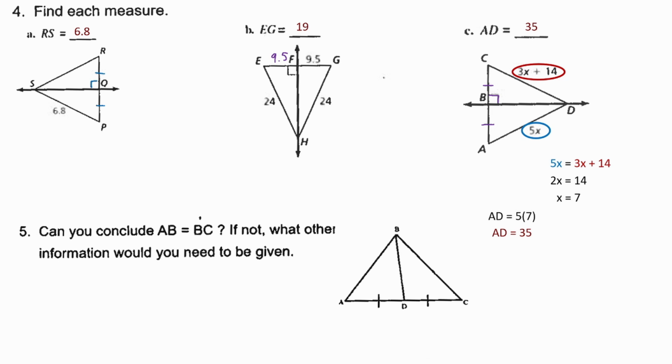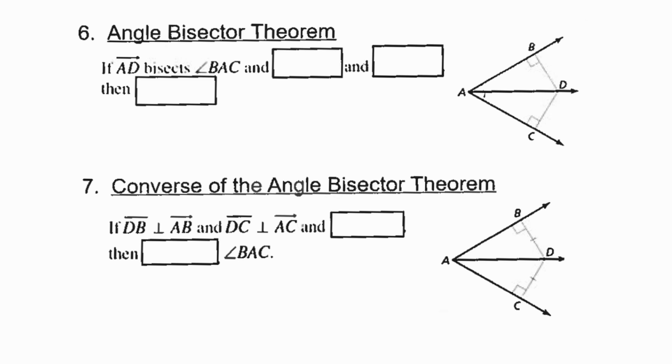All right, finally, number 5 asks, can we conclude that AB is equal to BC? And if not, what other information would you need to be given? So in this case, no, we cannot make this conclusion. We would need to know that BD is perpendicular to AC. BD, that segment is bisecting AC, but if it's not the perpendicular bisector, then we don't have enough information to make this conclusion. All right, so our second theorem and its respective converse here is the angle bisector theorem.